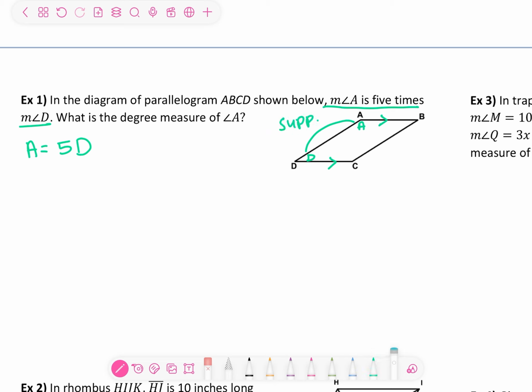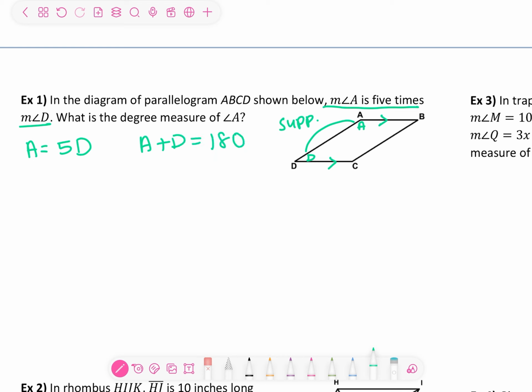We're not concerned with opposite angles, like we don't care about A and C, for example, so we're not going to use that. And we're only talking about 2 of the 4 angles, so we don't care about these 2 at all. So the 360 is not going to help us because we don't care about the other 2 right now. The only one that's going to help us is the fact that those are supplementary. So that means that A plus D is equal to 180.